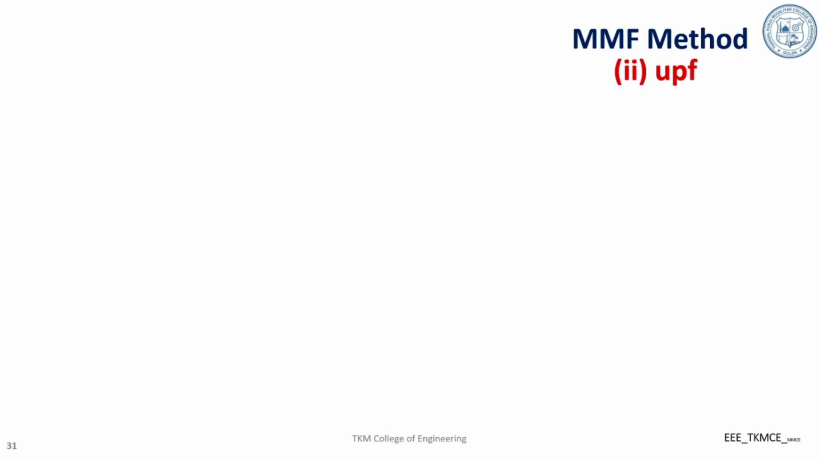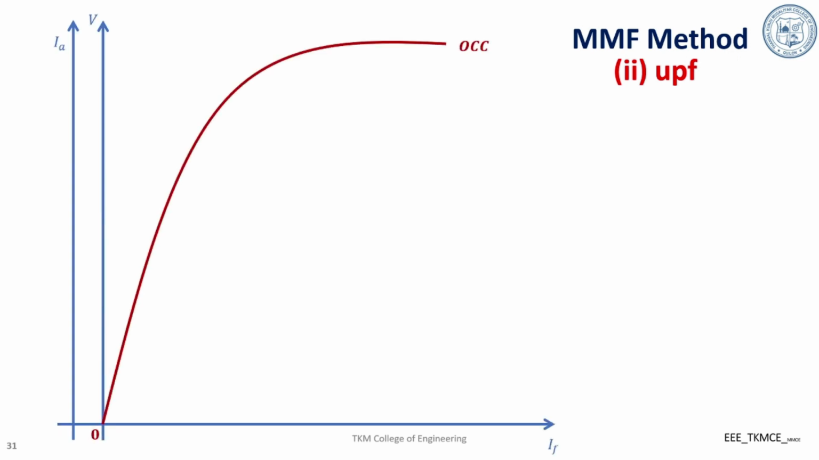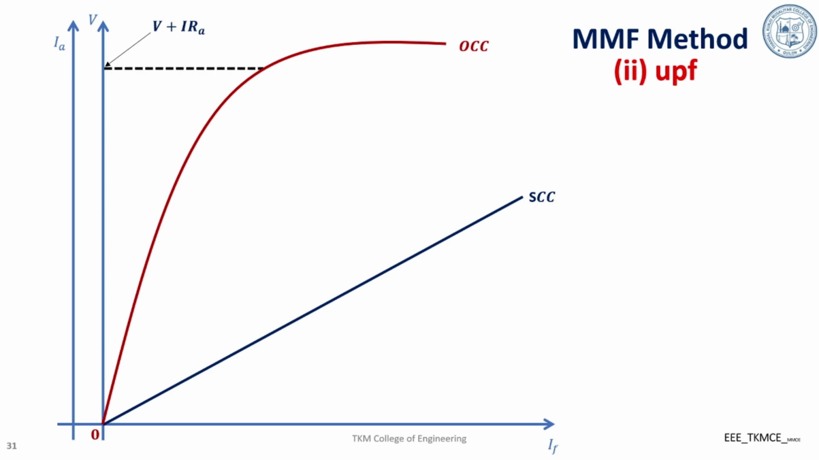Coming to unity power factor condition, first of all we need to plot open circuit characteristics, then plot short circuit characteristics, then calculate E dash, which is equal to V plus I Ra. Then proceed a line parallel to x-axis from E dash which will meet at OCC, and proceed downward. That gives the field current required to generate E dash under open circuit condition.